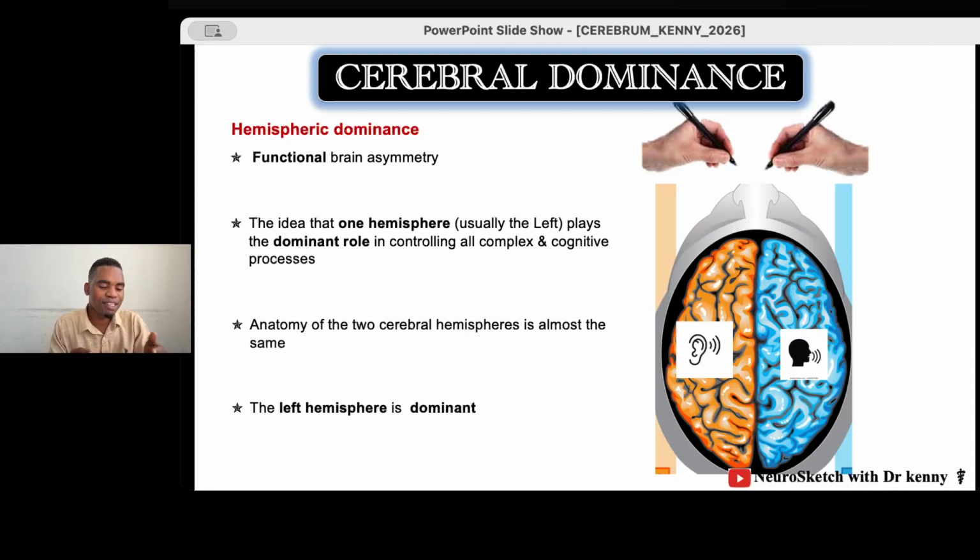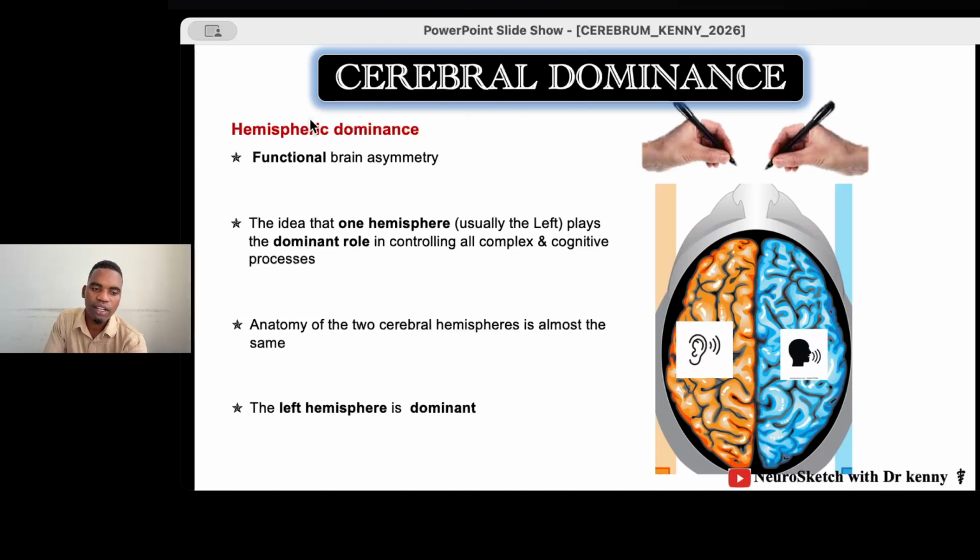Actually it means that the hemisphere which is processing one kind of information more than the other hemisphere is called the dominant hemisphere. For example, if language is preferentially processed by the left hemisphere, then the left hemisphere is dominant over the right hemisphere in terms of language, because it dominates that function, and this is what cerebral dominance is. So cerebral dominance is like a subset of cerebral lateralization.